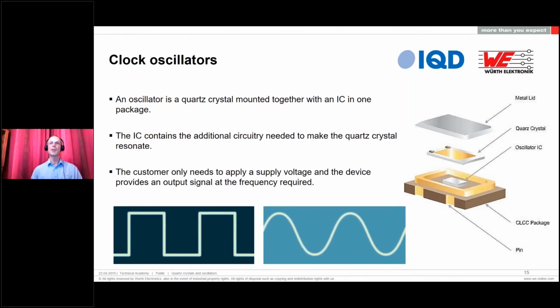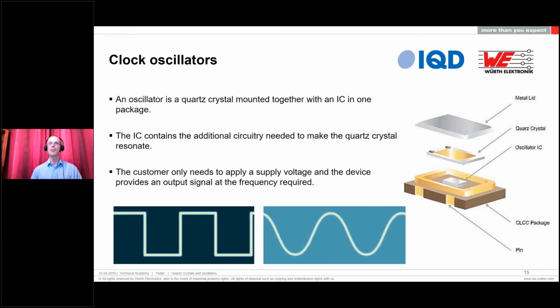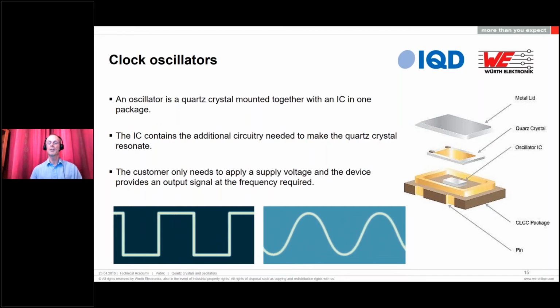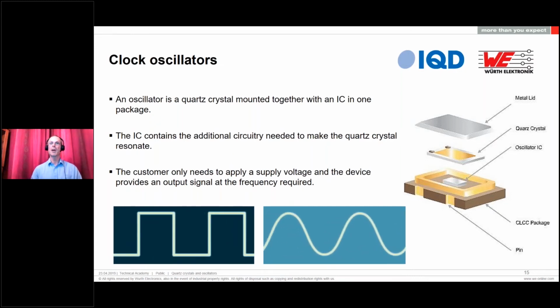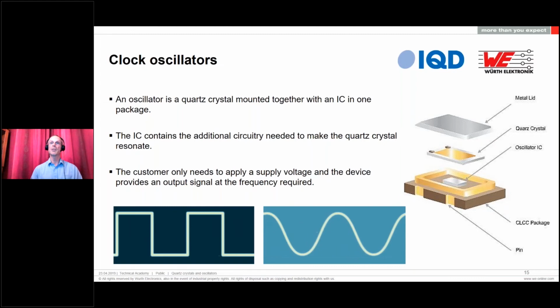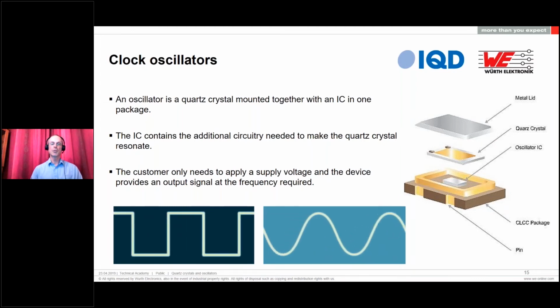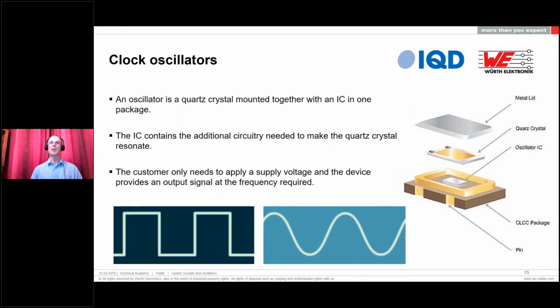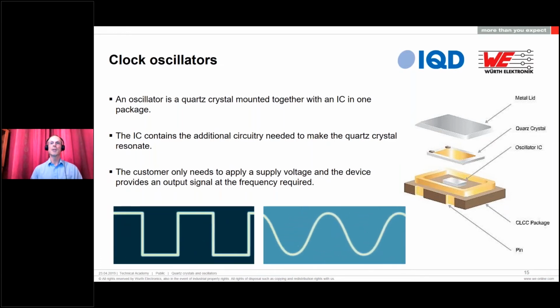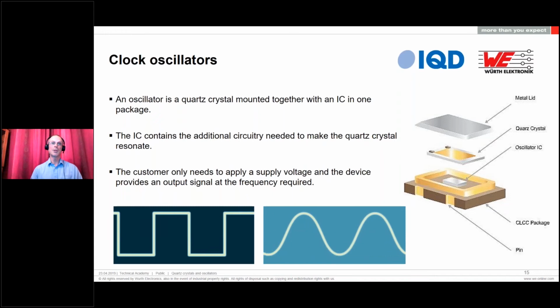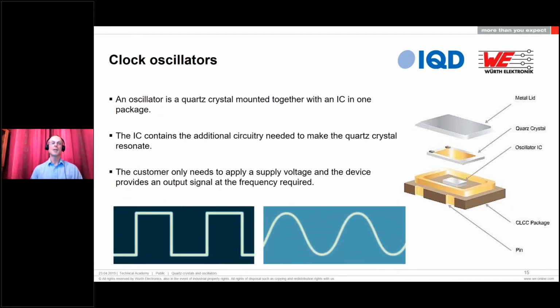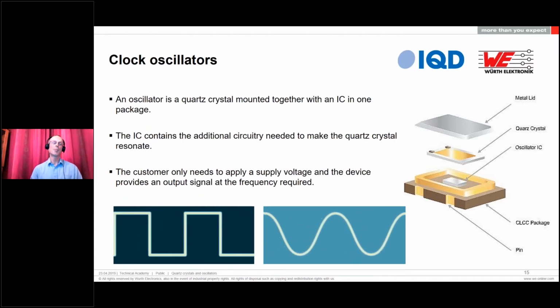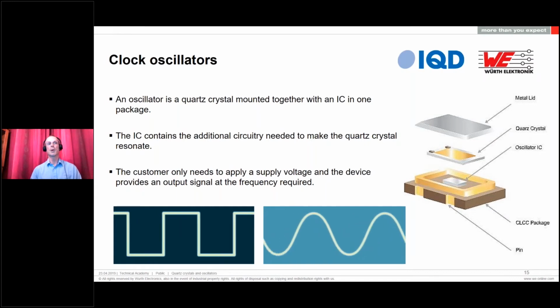The diagram on the right gives you an idea of how the device is constructed. It consists of a ceramic leadless chip carrier package with an IC mounted inside. The quartz crystal with the electrodes we discussed is mounted above the IC, and a metal lid is sealed on top. That device then becomes a complete unit and gives you a waveform as per the examples, whether it's square wave or sine wave.